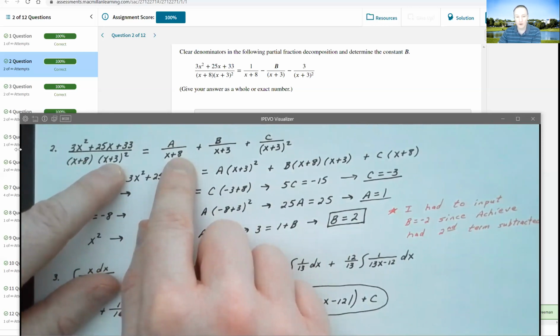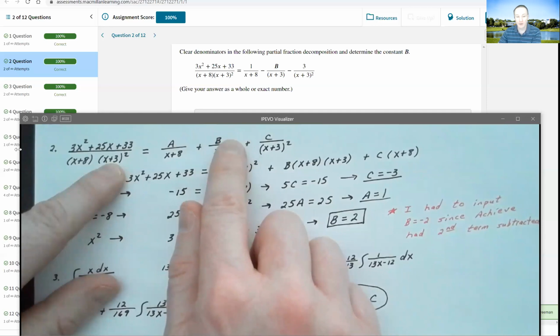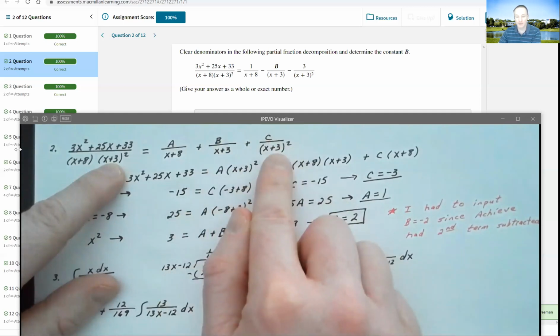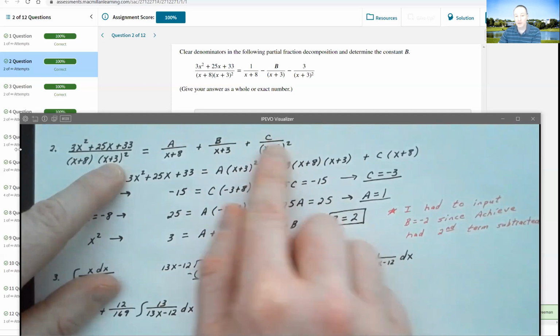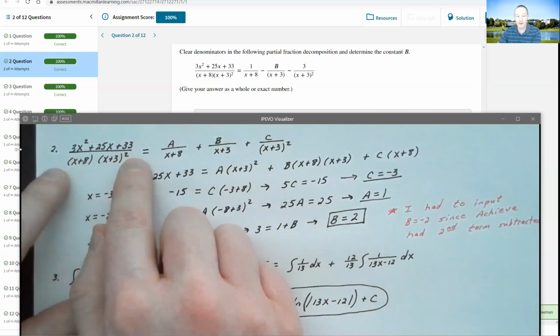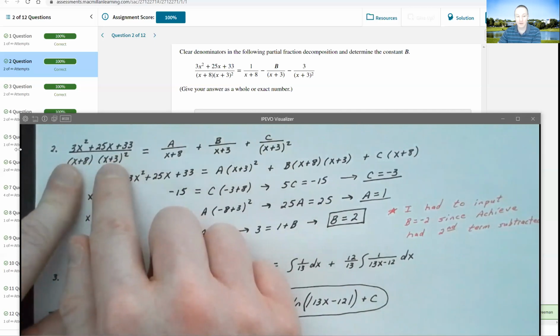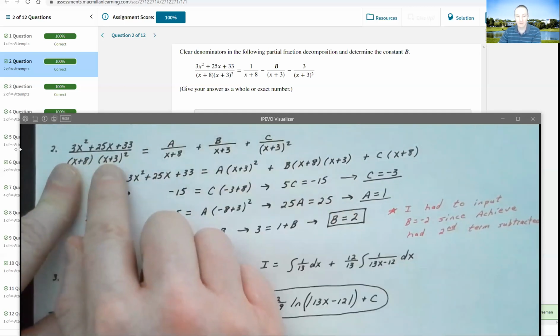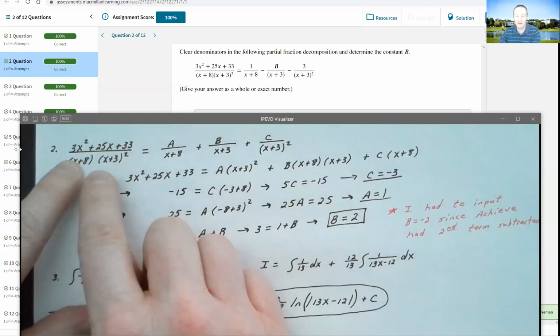So for every power of that linear factor, you're going to need a different constant numerator. So I put plus b over x plus 3 to the first, plus c over x plus 3 squared. Now, the number of letters that you're going to need to solve for is always the same as the degree of the denominator. I look at this denominator and say it's going to be degree 3. I knew I would need an A, a B, and a C. If it were degree 4, I would need an A, B, C, and a D.